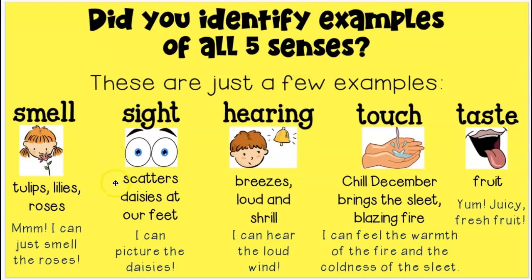What about sight? Scatters daisies at our feet. I love that line, because again, it's a great visualization. And you can picture all the daisies. For hearing, your sense of hearing, breezes loud and shrill. I can hear the loud wind. Think about when it's very windy outside and you can hear inside it's shrill. So again, the author did a good job with incorporating your senses. Touch. Chill December brings the sleet, blazing fire. I can feel the warmth of the fire and the coldness of the sleet.